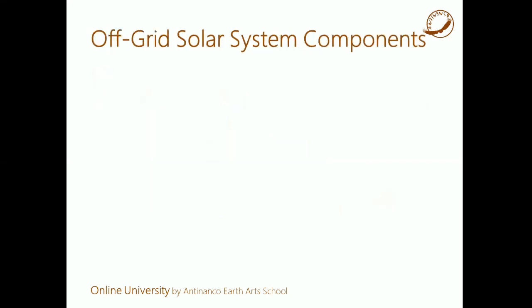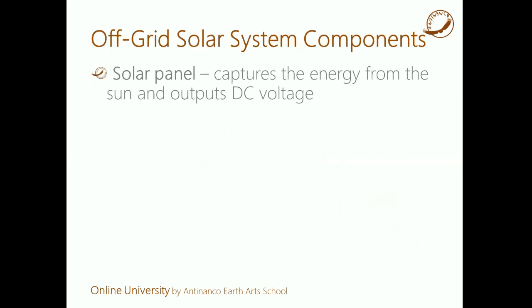Let's take a look at some off-grid solar system components. The first one is the solar panel. It captures the energy and it outputs DC voltage.